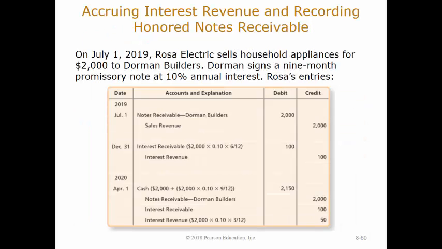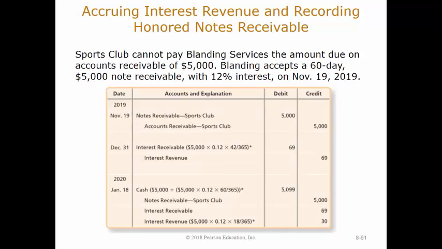On July 1, 2019, Rosa Electric sells household appliances for $2,000 to Dorman Builders. Dorman signs a 9-month promissory note at 10% annual interest. Sports Club cannot pay Blanding Services the amount due on accounts receivable of $5,000. Blanding accepts a 60-day $5,000 note receivable with 12% interest on November 19, 2019.